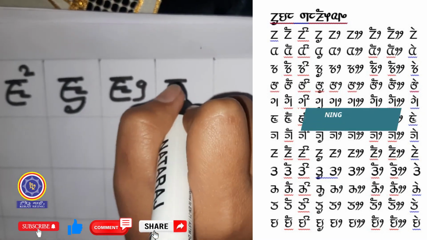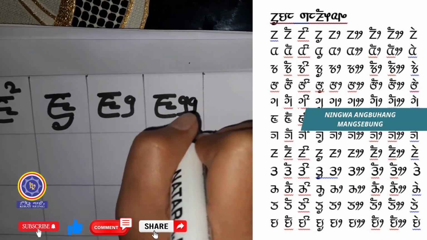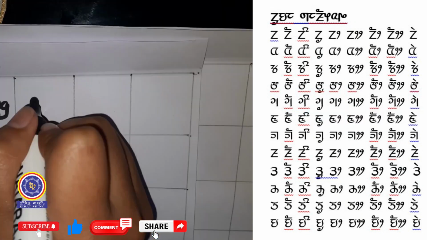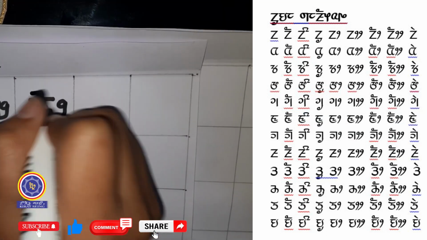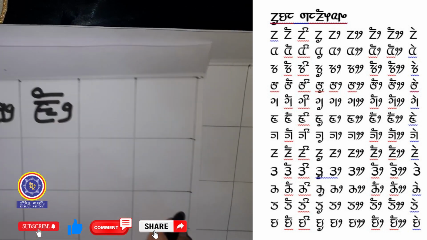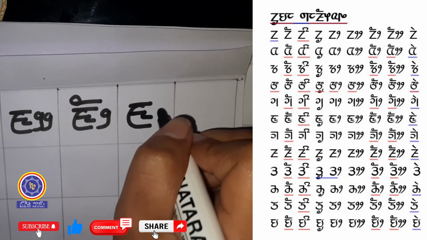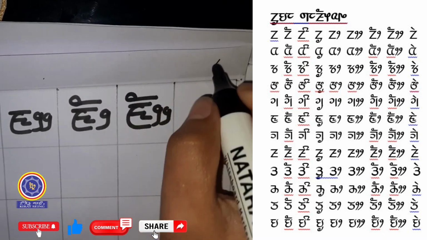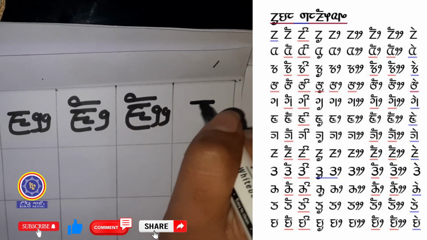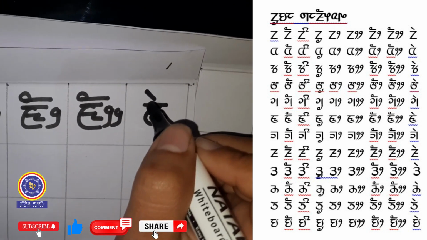And again Ta and add Ainu, and Ta Ainu Tai. And then Ta and add Tumbo, Ta Tumbo Cho. And then Ta and add Tummo, Ta Tummo Cho. And then the last one is Ta and add Beta, Ta Beta Te.